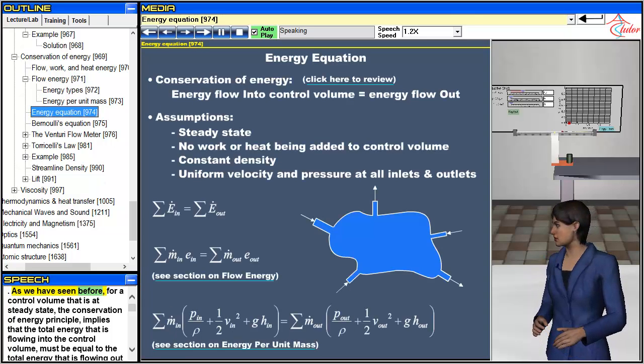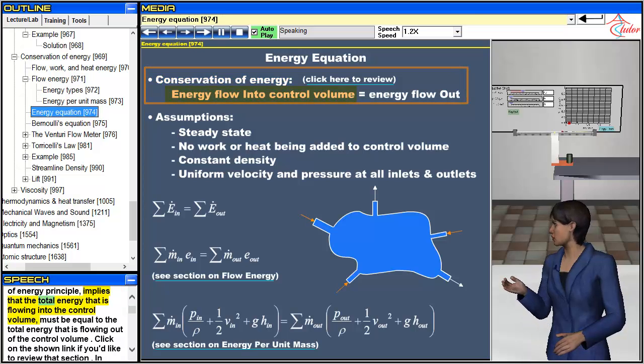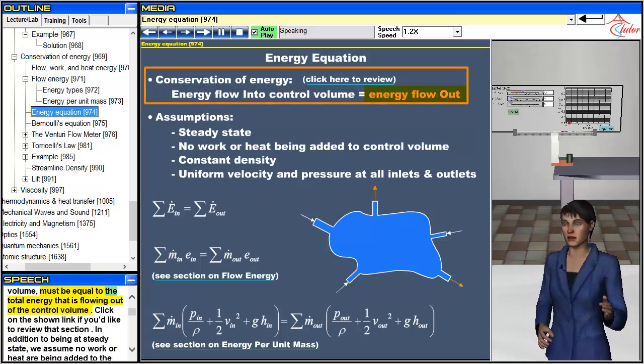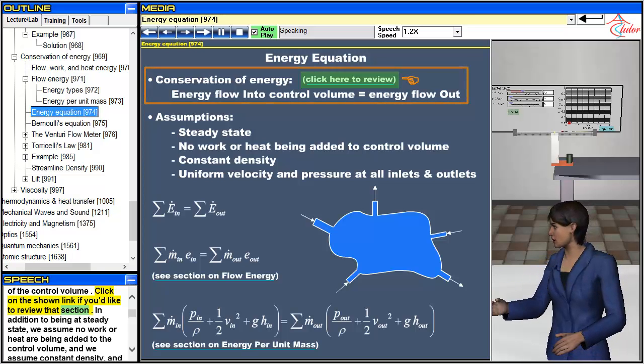As we have seen before, for a control volume that is at steady state, the conservation of energy principle implies that the total energy that is flowing into the control volume must be equal to the total energy that is flowing out of the control volume. Click on the shown link if you'd like to review that section.